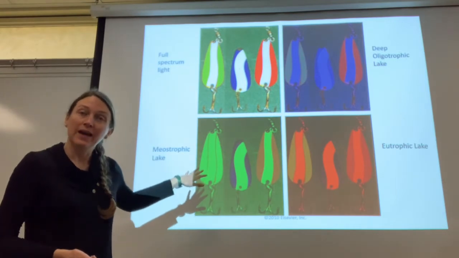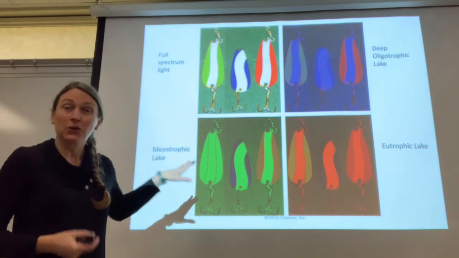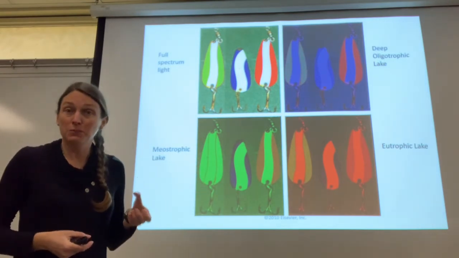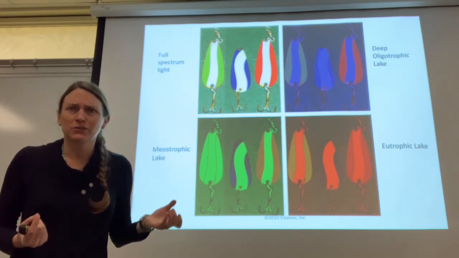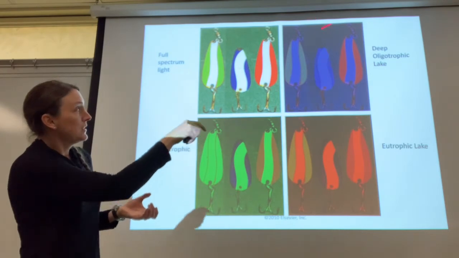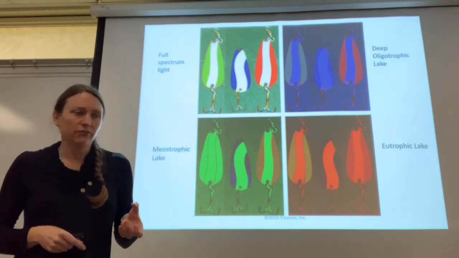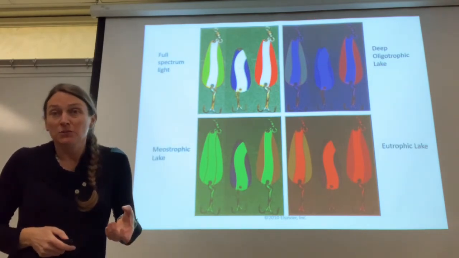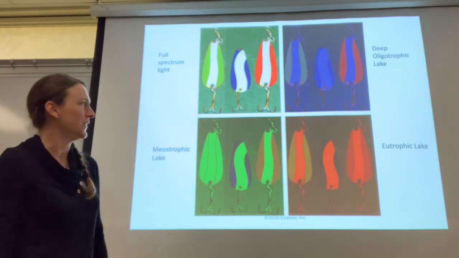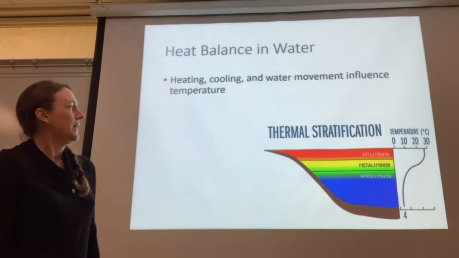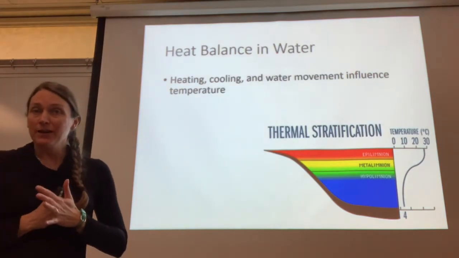This is also why, if you go diving, you have to take your own full spectrum light with you, like a flashlight, because when you get underwater, everything just looks blue, right? Because you're most likely in the deep ocean, which is oligotrophic. But if you shine a full spectrum light on the coral reef, then all of a sudden you can see the beautiful colors, right? All right, the last few slides are about heat balance.